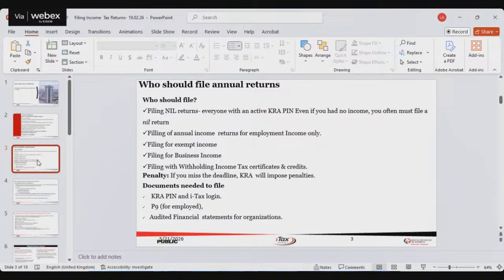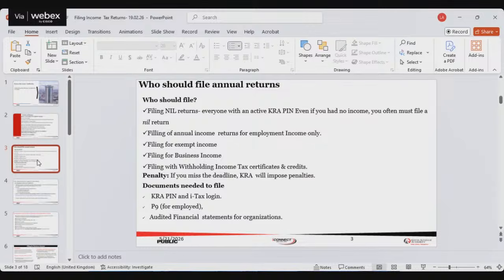Then also we have a filing of annual income tax return for employment income only, and also for business income and exempt income. And also we have a category of taxpayers who, when they did some business or they applied some services, a certain amount of taxes was withheld from them. And those taxes we refer to as withholding tax credits. So with that certificate, I will also be able to take you through how to file the same.